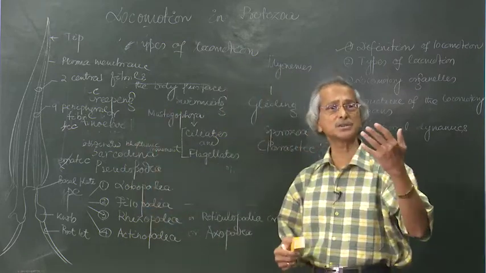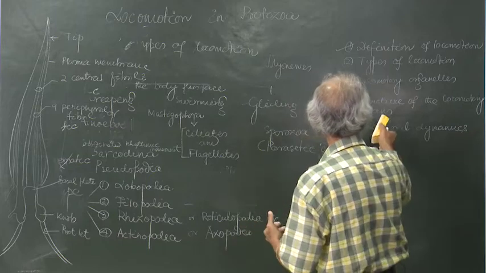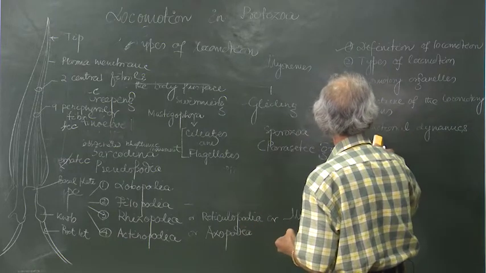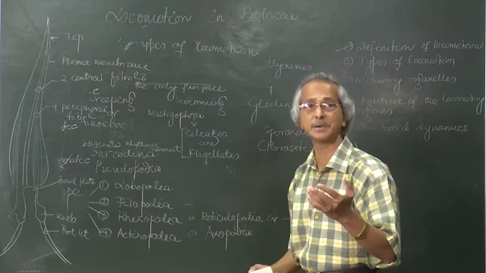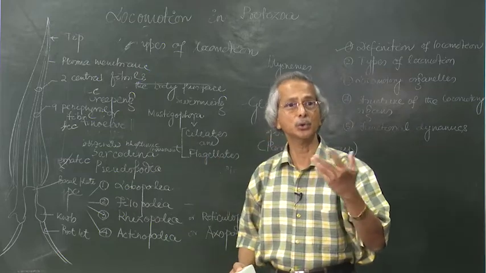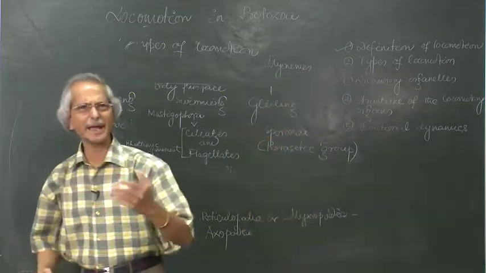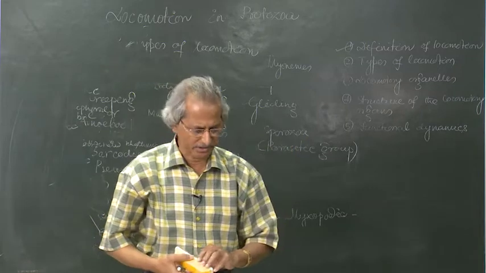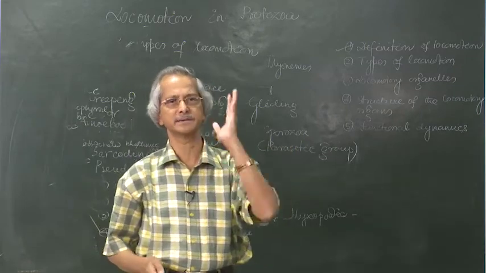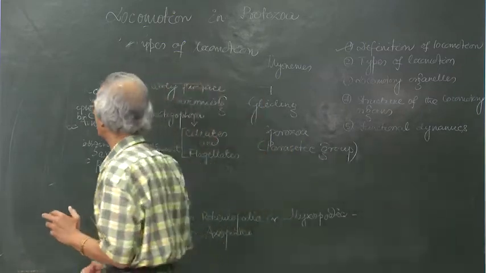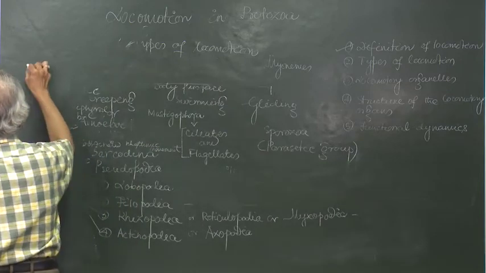Then what is the role, the functional part? The last part, after the structure of the locomotory organ, is the functional dynamics. What do they do? That we have to see. When the animals try to move or think of a displacement, what do they do? We can take an example. Supposing this is an animal.